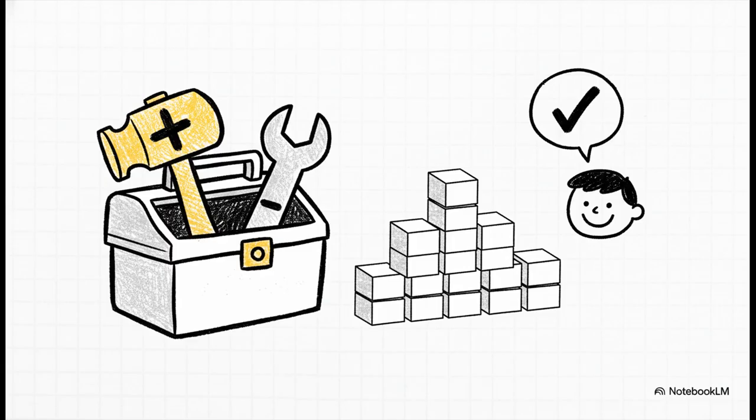So, at the end of the day, operator overloading isn't just some clever party trick. It's a fundamental tool for writing better code. It's about making your code more expressive, more elegant, and just plain easier for other people, or even your future self, to understand. When someone can look at vector1 plus vector2 and know exactly what's happening without digging through your docs, that's when you know you've written good Pythonic code.